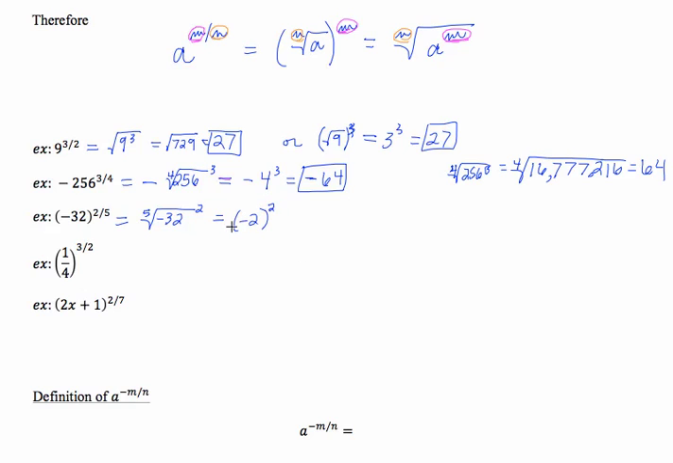Now these parentheses right here are completely essential. You must have these parentheses because we're squaring the whole number negative 2. Okay, so negative 2 squared we know is 4.